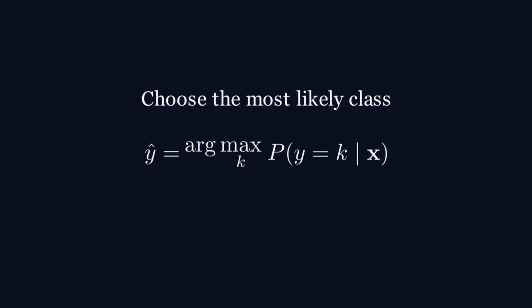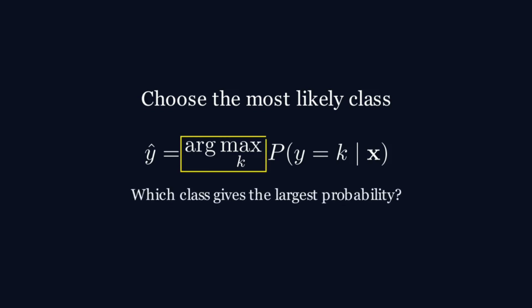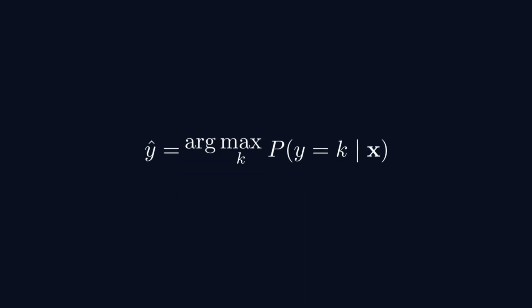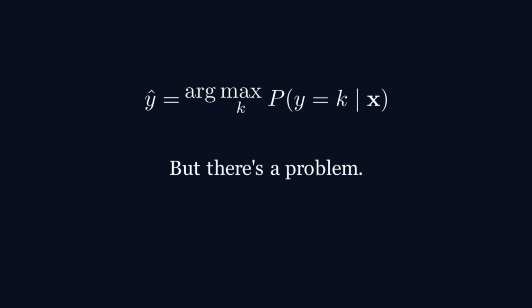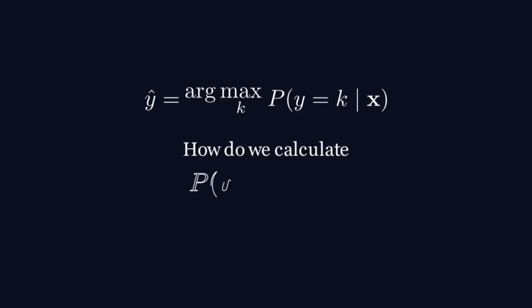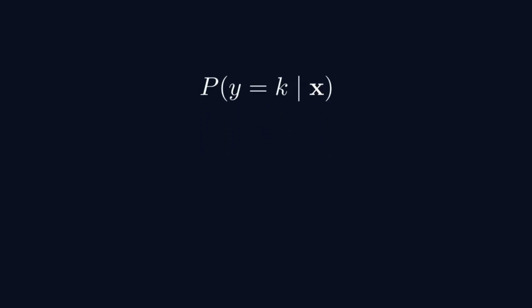So in other words, out of all of our possible classes, which one is most likely to give the highest value of k given our data x? But here's a problem. How do we actually calculate the probability of y equals k given x? We can do it using Bayes' theorem.